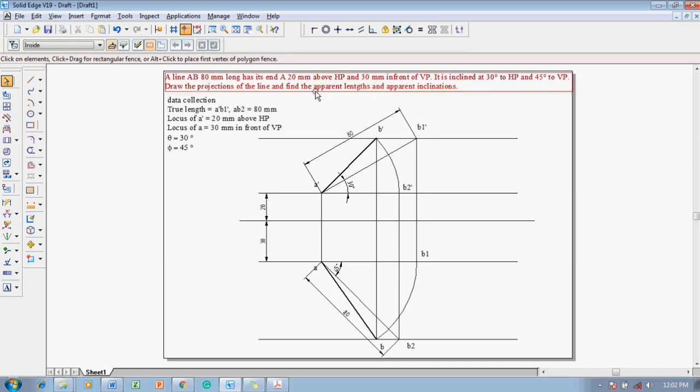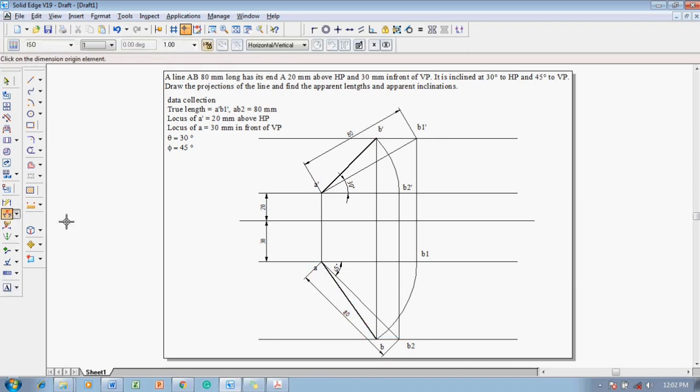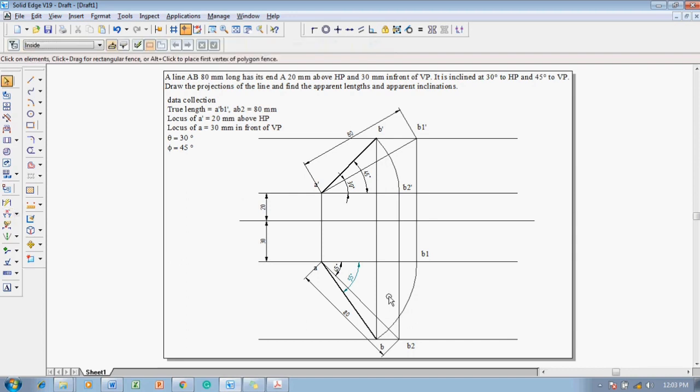Now what we are supposed to identify are the apparent lengths. What are the apparent lengths? That is the front view length A dash B dash and the top view length AB, and then the apparent inclinations, the angle of line A dash B dash and the angle of line AB. How to do that? Make use of the angle between command. The angle between these two lines must be measured, which is measuring as 45 degrees, and the angle between these two lines must be measured, which is measuring as 55 degrees.